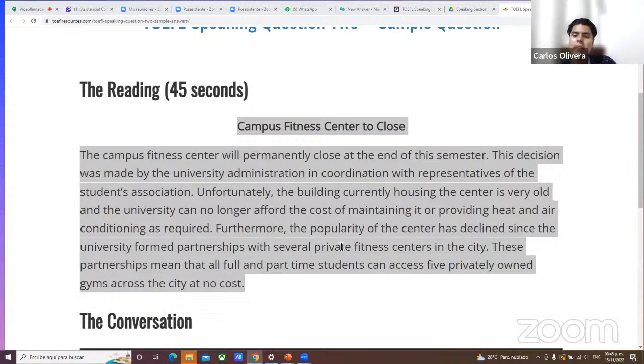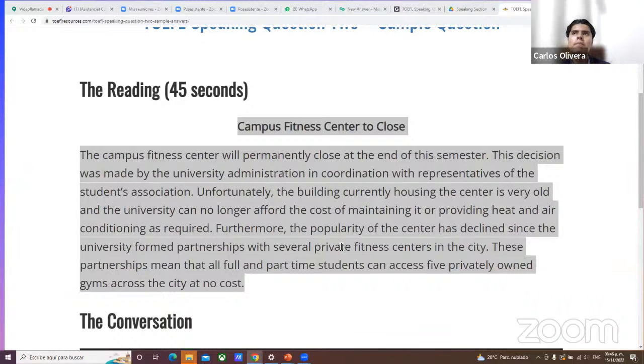Furthermore, the popularity of the center has declined since the university formed partnerships with several private fitness centers in the city. These partnerships mean that all full and part students can access 5 privately owned gyms across the city at no cost. Okay, very good.